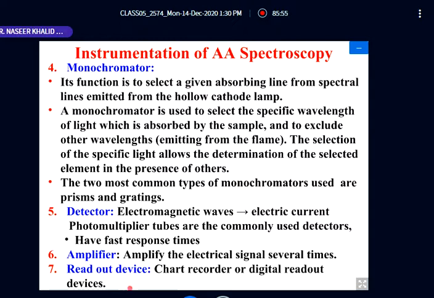And then there is the readout device. It could be chart paper, a chart recorder, or a digital readout device. So whether you use a recorder or a digital device, these are being used.